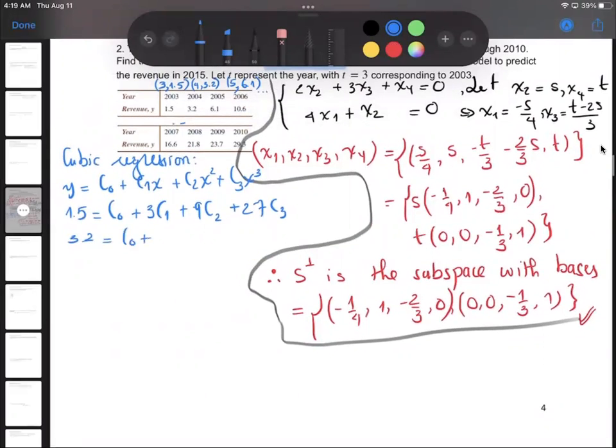And then the second one would be 3.2 equals c naught plus 4c1 plus 16c2 plus 64c3, right? And then all the way to 2010. So the y is 29.3 equals c naught plus 10c1 plus 100c2 plus 1000c3, and then you plug that into your calculator.